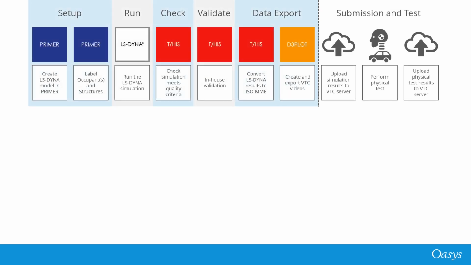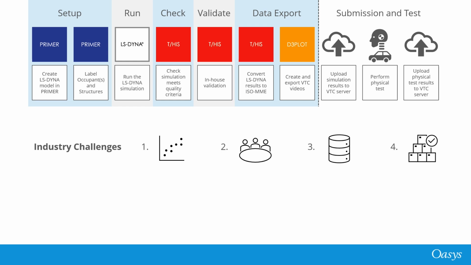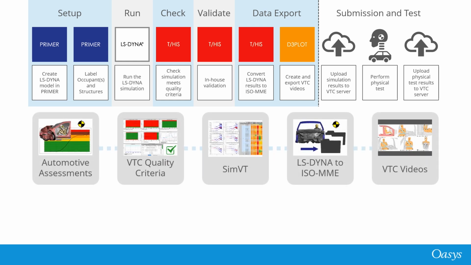Alongside this, we identified some key industry challenges. Good correlation is now mandatory, increased collaboration between CAE and vehicle safety teams, increased quantity of LS-DYNA analysis, and format and quality of data. We have explored how the virtual testing tools in the Oasys LS-DYNA environment address these challenges and enable your team to work together to achieve your target.